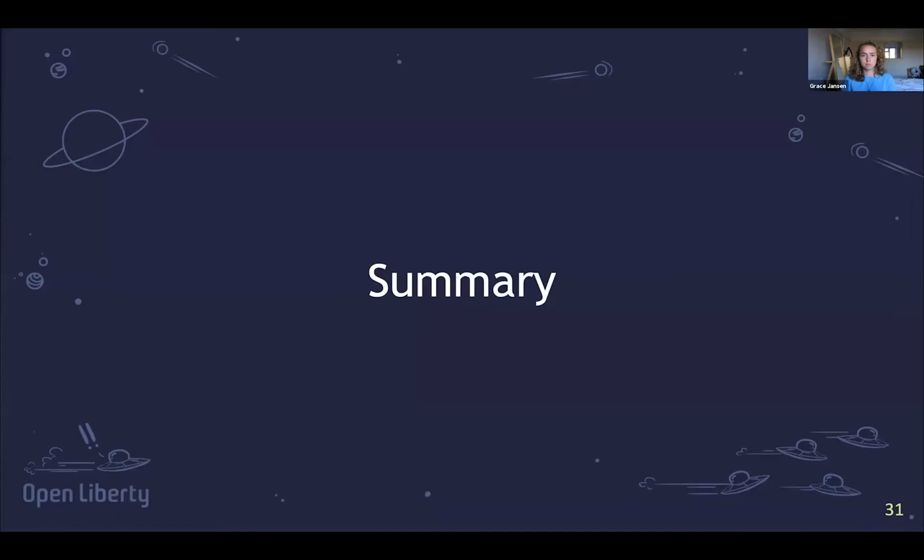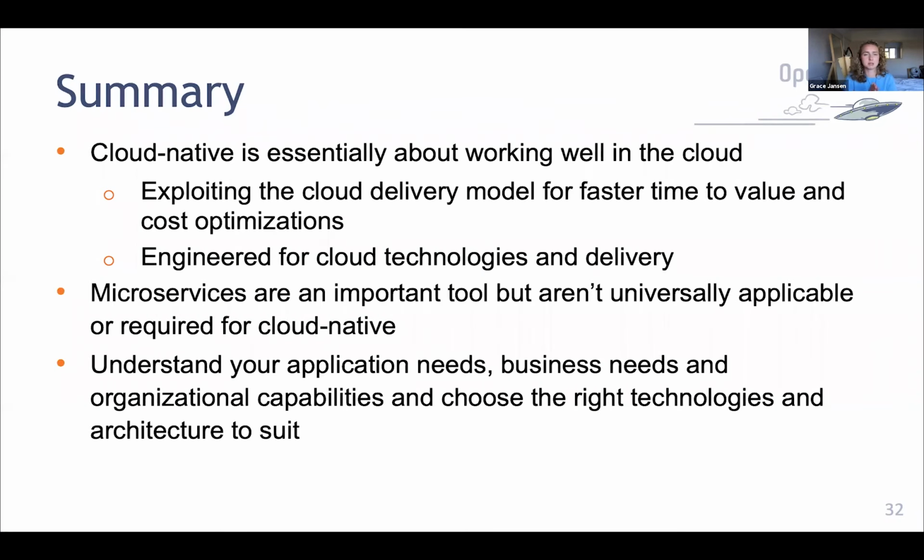So in summary, hopefully this presentation has made you pause and perhaps think about what you had in your head as what cloud native really means. And hopefully it's helped to show that it's not necessarily explicitly linked to microservices. Cloud native is essentially about making applications that work well in the cloud. It's about exploiting cloud delivery models for faster time to value and cost optimizations. And it's about engineering your applications for cloud technologies and cloud delivery.